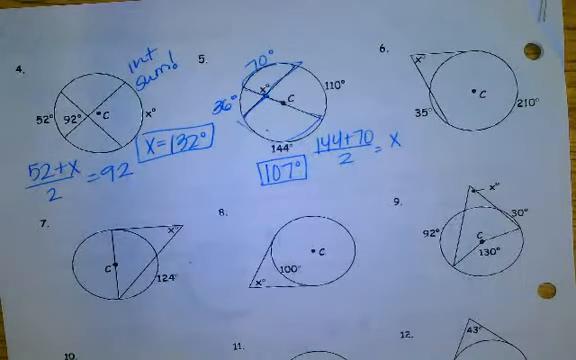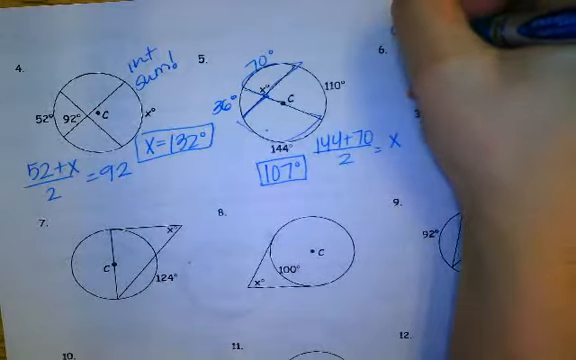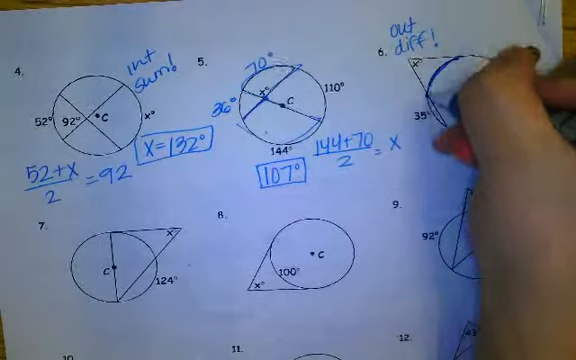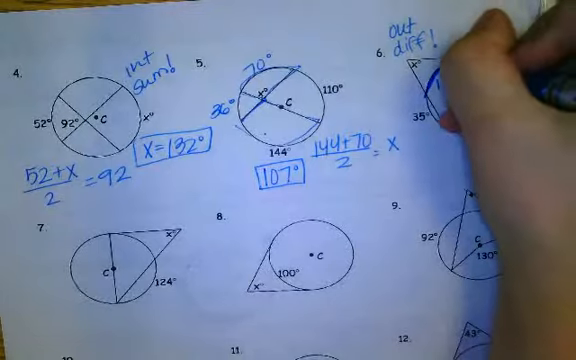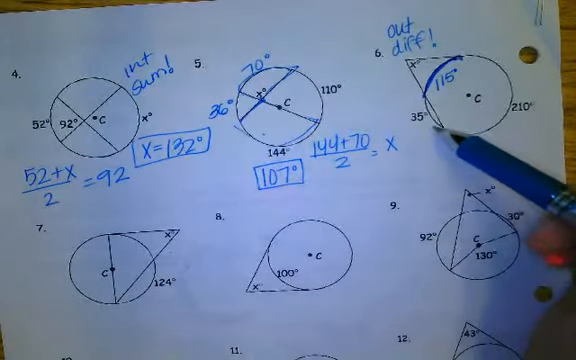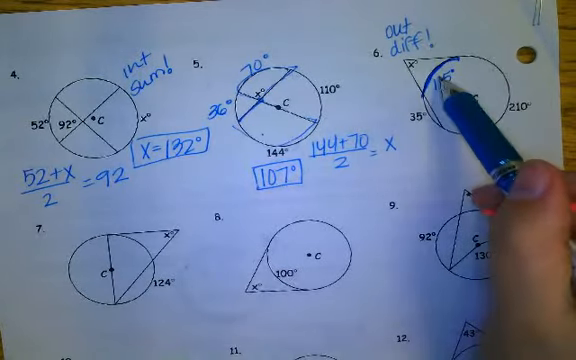Okay, for 6, do we have inside or out? Outside. So we need to take the difference. Okay, what arc are we missing? The minor arc down here, which is, how do you know it's 115? Very good. You have 316 minus this little 35 minus the 210 leaves you with 115. So how am I going to solve for x?